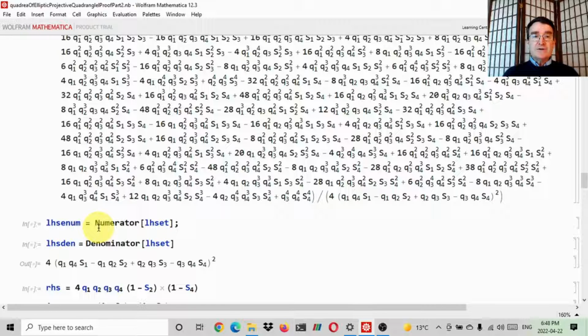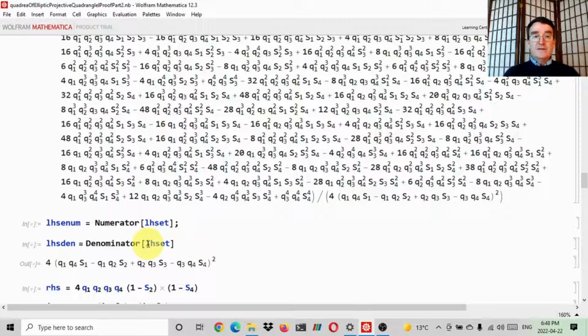So the left-hand side expanded numerator, we're calling Numerator, which is a Mathematica function, on the left-hand side equation variable. And similarly, we're going to get the left-hand side denominator of the same equation, which gives us this expression. Here's the denominator right here. The right-hand side is given by this expression, and the denominator of the right-hand side is just 1.